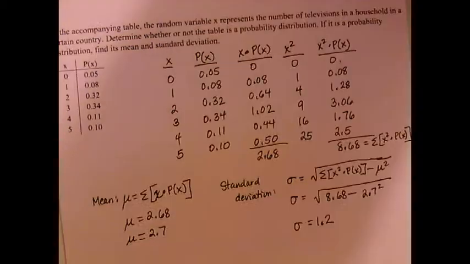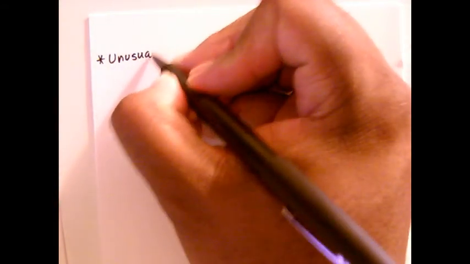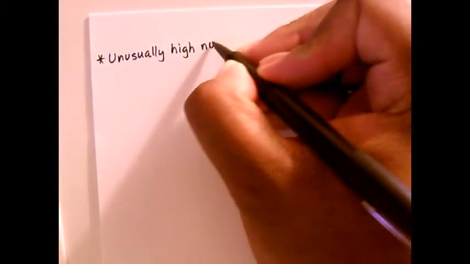Okay, now there's one more thing I need to cover, and that is dealing with probabilities that are going to be unusually high or unusually low. So here I'm going to talk about an unusually high number of successes.